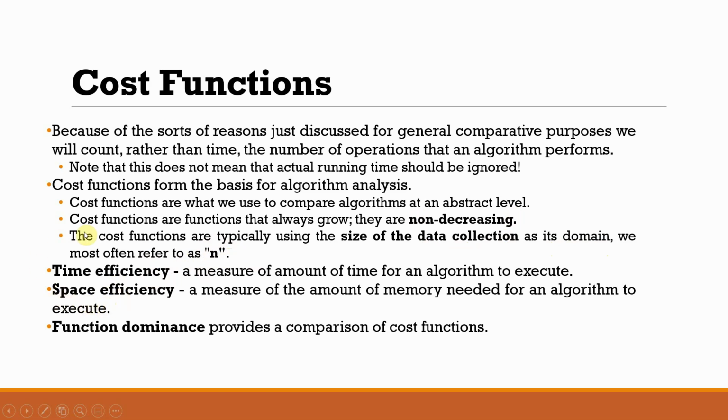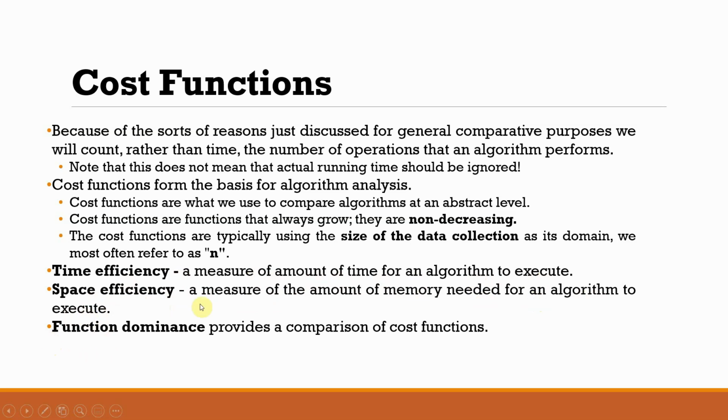Two things that we are most focused on when we want to compare algorithms are time efficiency and space efficiency. Time efficiency is a measure of the amount of time for an algorithm to execute, and space efficiency, or memory space efficiency, is a measure of the amount of memory needed for an algorithm to execute.